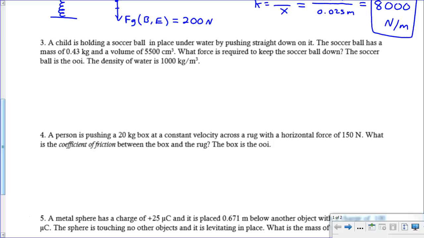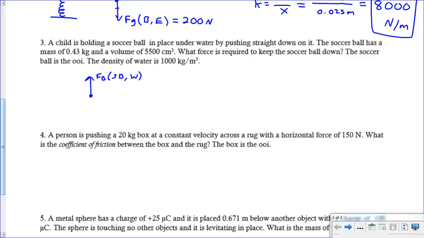Alrighty, so this one, there's water, there's something being held underwater. That should scream out to you that we're talking about a buoyant force, because if you've got an object that's submerged in a fluid, that's the buoyant force. Buoyant force opposes gravity, so it's always in the upward direction. So F_B. In this case, the object of interest is our soccer ball, and the thing that's putting that buoyant force on it is the water.